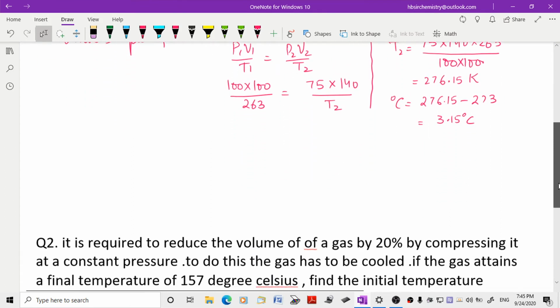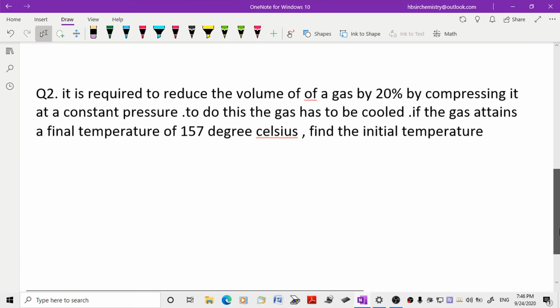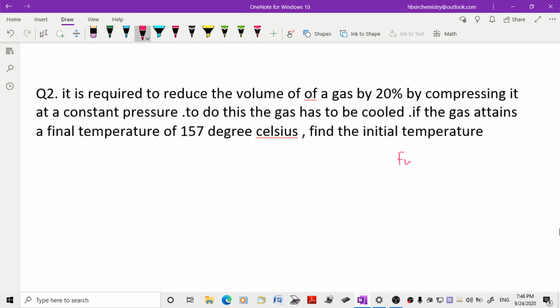Let us take another problem here. It is now on your screen. It is required to reduce the volume of a gas by 20% by compressing it at a constant pressure. To do this, the gas has to be cooled if the gas attains a final temperature. So let it be here the final state, and let this side be the initial state.